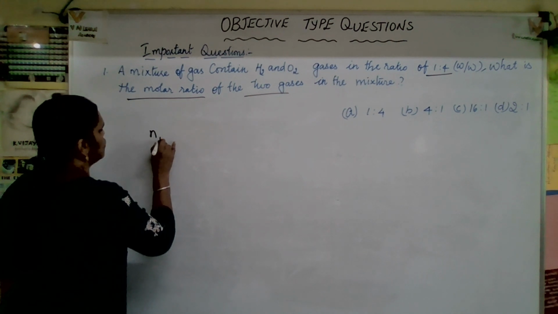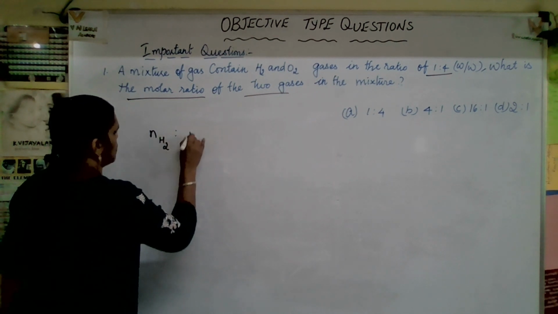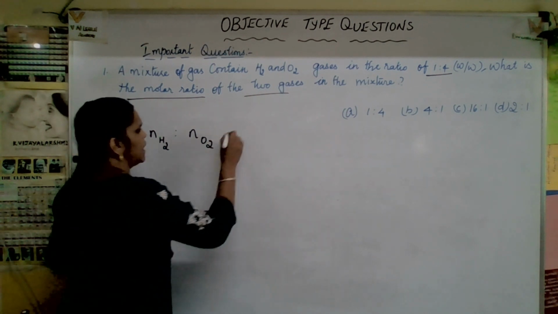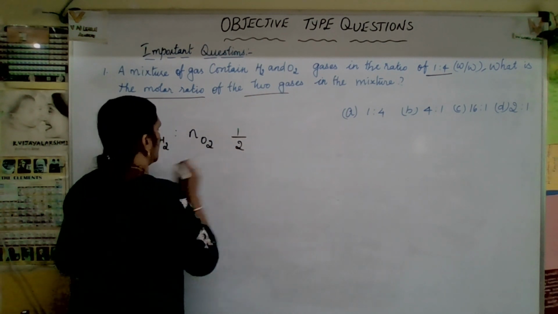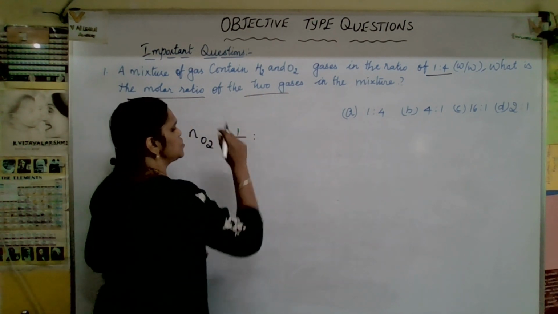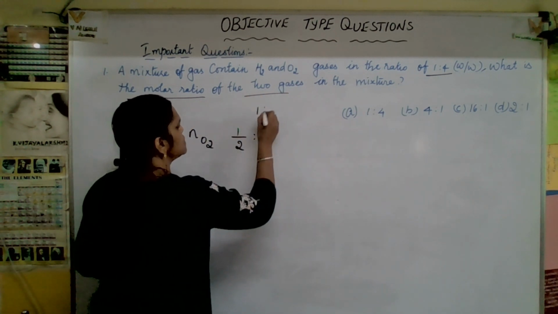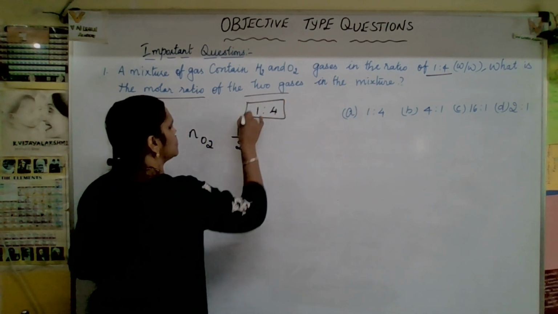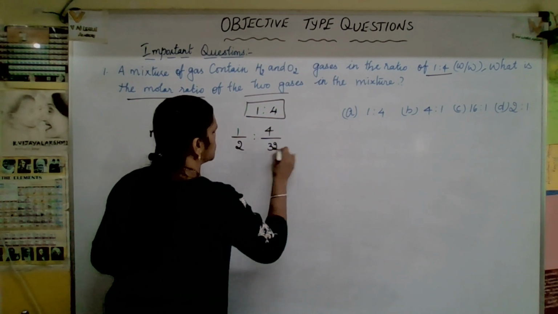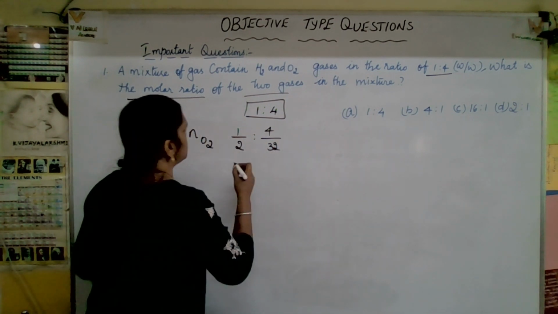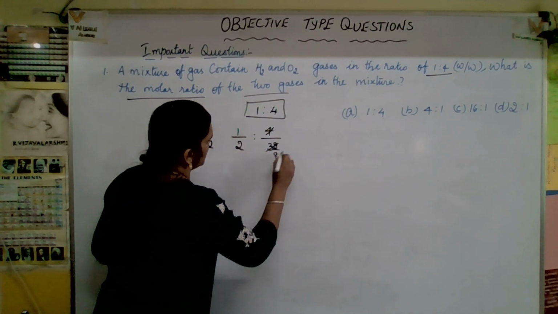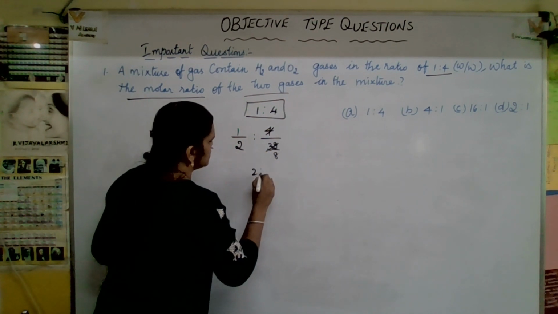So n of H2 is to n of oxygen. In that way, 1 by 2 for hydrogen, right? What is the ratio they have mentioned? 1 is to 4, right? So that means 4 by 32. Okay, we can simplify this further. Here what you will get? 8. So 2 is to 8.